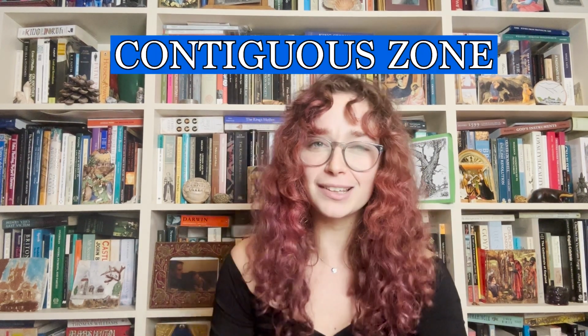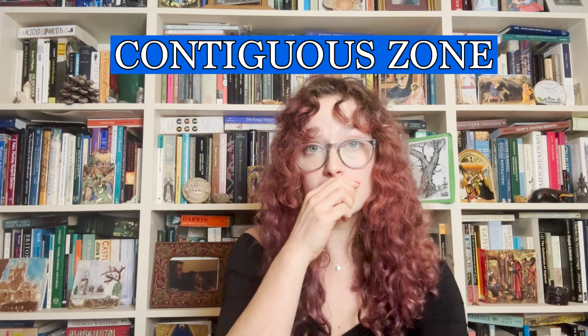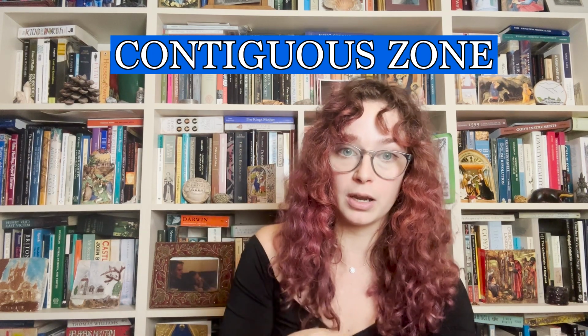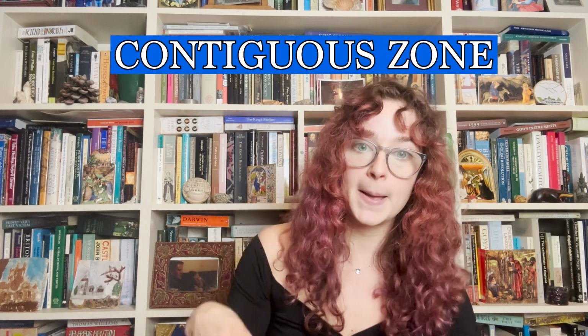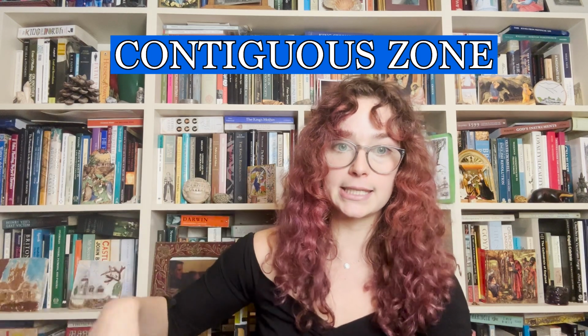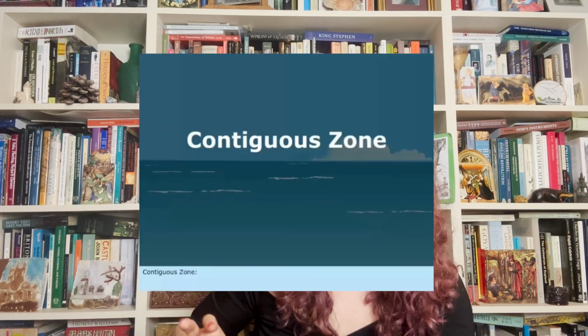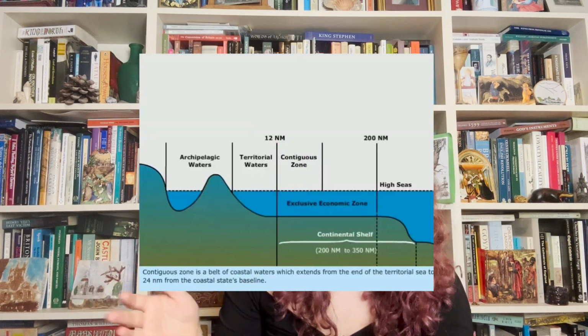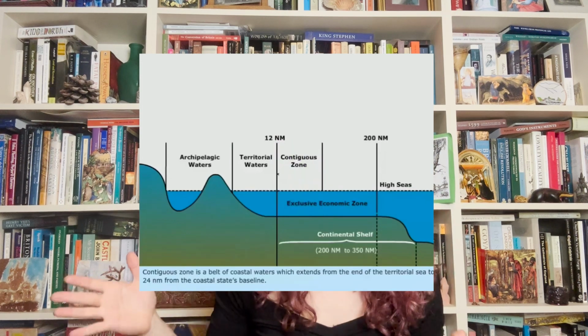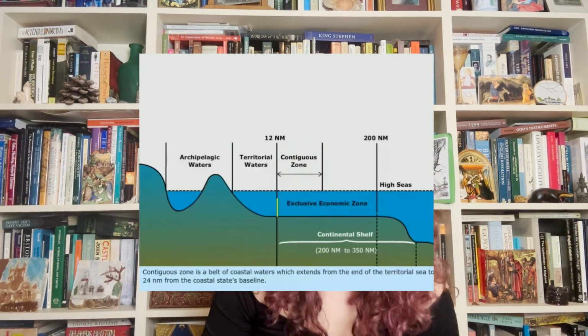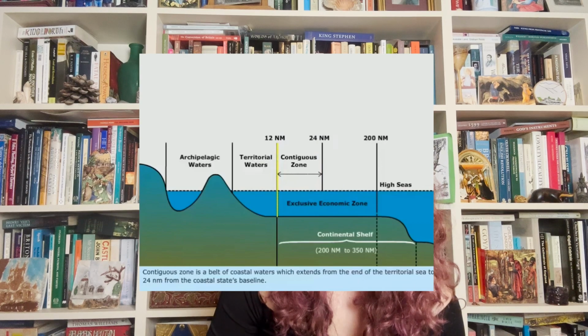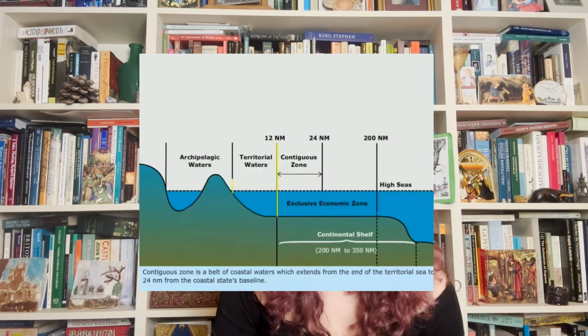Next, we come to the contiguous zone. This is a little bit less important and less interesting, but it's good because it provides kind of a buffer between the more highly controlled areas by the coastal state and the high seas. The features are that this extends 12 miles beyond the territorial sea, so it's 24 miles total from the baseline if we're keeping track. And it overlaps the start of the EEZ, which is important. We're going to discuss the EEZ next.